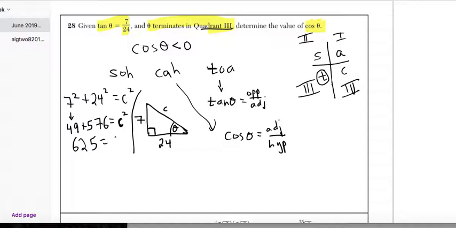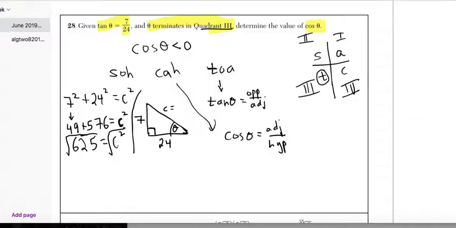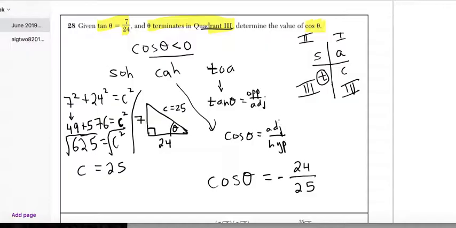We take the square root on both sides. And since length can't be negative, we take the positive square root, right? So I'll just do this. The square root of 625 is just 25. So our hypotenuse is 25. So c equals 25, or 25 equals c. So then remember, cosine of theta has to be negative. So cosine theta, our final answer, is equal to adjacent, which is 24, over hypotenuse, which is 25, but it'll become negative 24 over 25, okay? So this is our final answer.